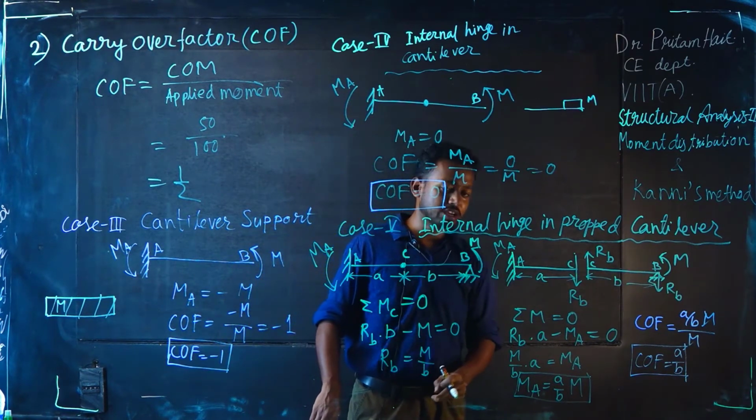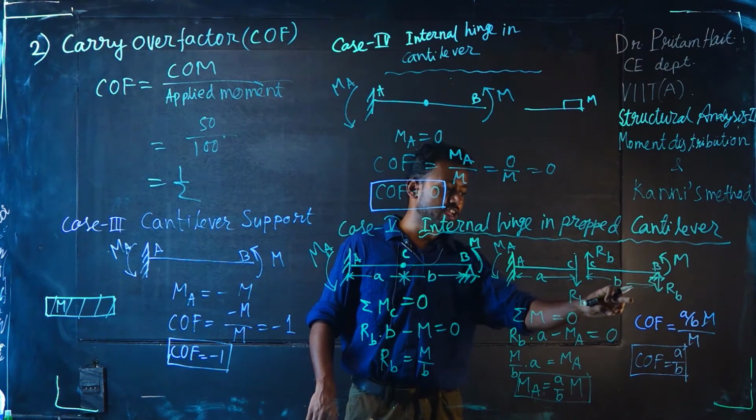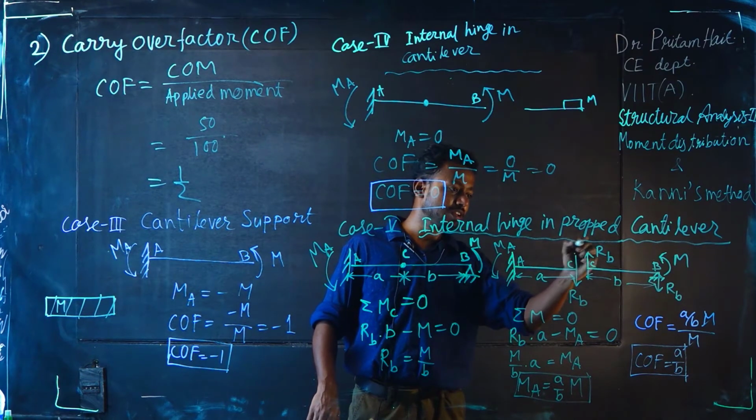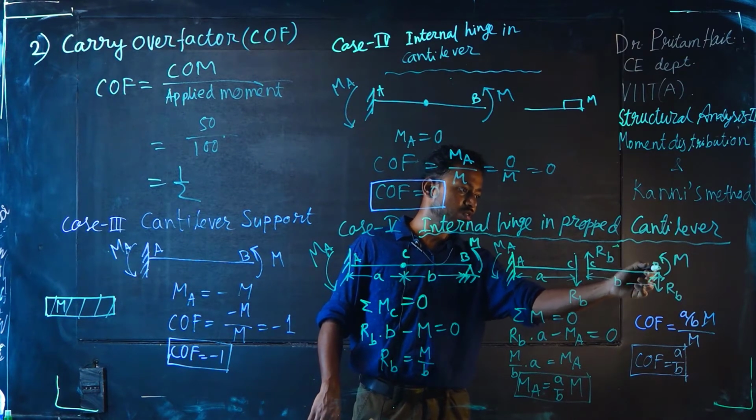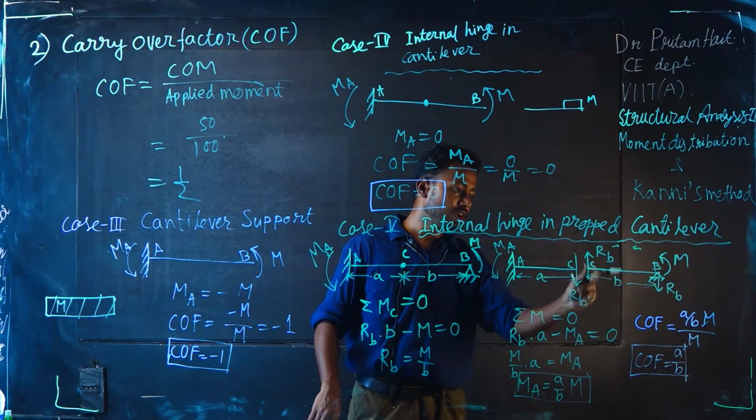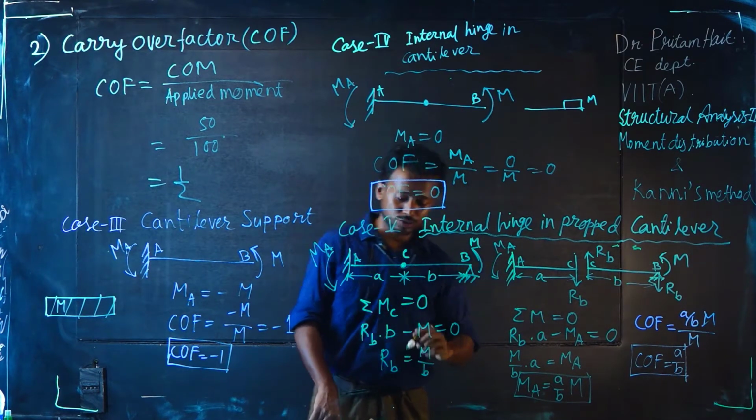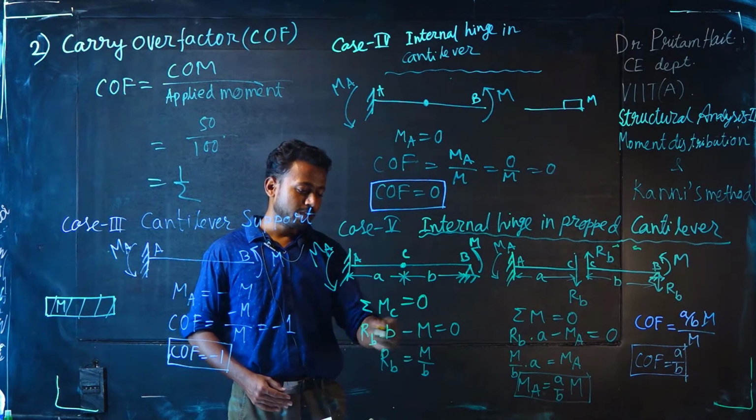So what moments are working? RB is trying to rotate this beam in clockwise direction and M is trying to rotate this beam in anti-clockwise direction. So RB into B equals M. So RB equals M by B.